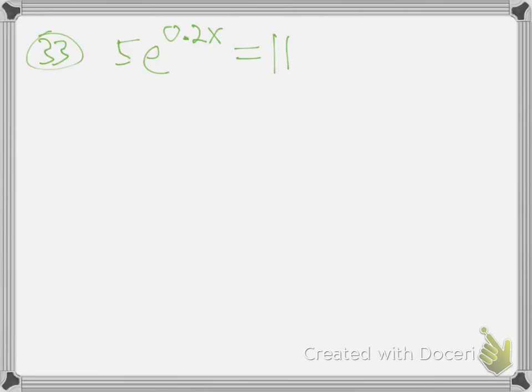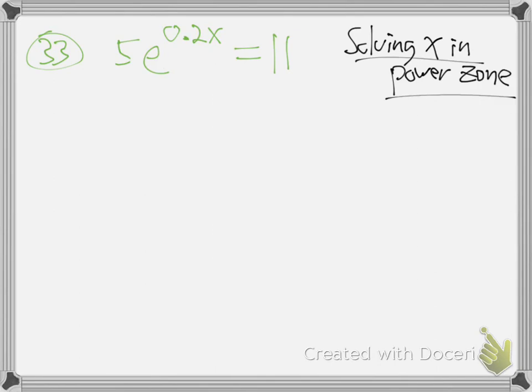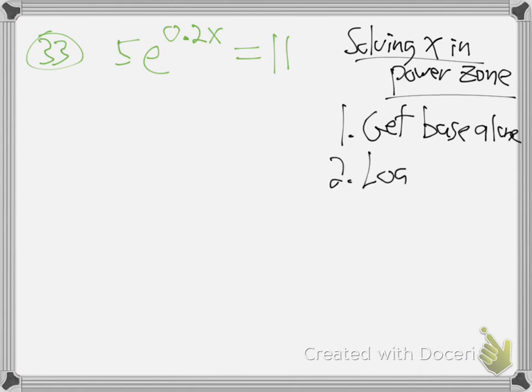Next one now, and I want to give you a general game plan. We're getting a little bit harder. Solving for x in the power zone. So how do you solve when x is up there in the power zone? You get rid of the b, you get rid of whatever. But first step is get the base alone, and then log both sides with the same base.